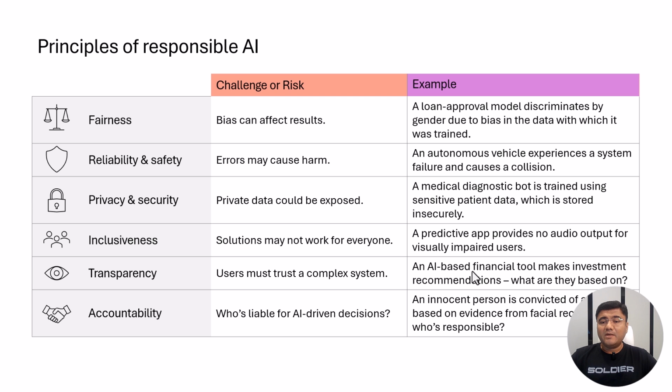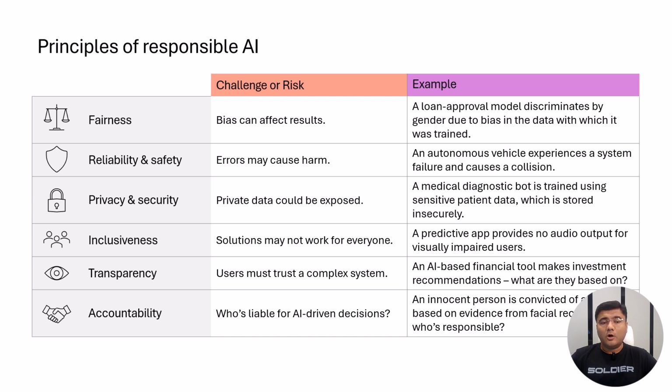Maybe you have an AI-based financial tool which is making investment recommendations. When this kind of thing is there, you have to be very clear on what those recommendations are based on. So basically what data you have used to train that model, you have to be very specific and crystal clear on that. Then only will users trust it. Last but the most important one, accountability. Let's say you develop an AI application or you are using an AI application and you are taking care of the first 5 principles. Still, something can go wrong.